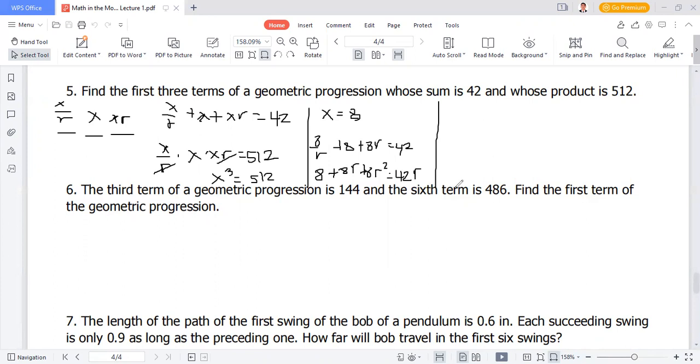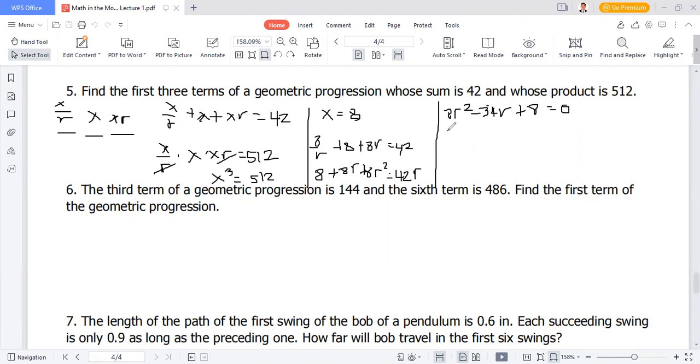Next, lipat natin yung 42r sa left side. Magiging 8r squared. Inuna ko na yung 8r squared. So, ito magiging 8 minus 42, negative 34r plus 8 equals 0. So, solve lang natin to.